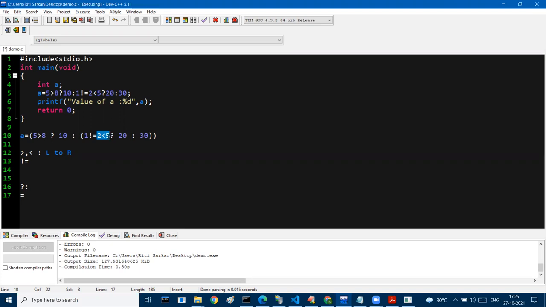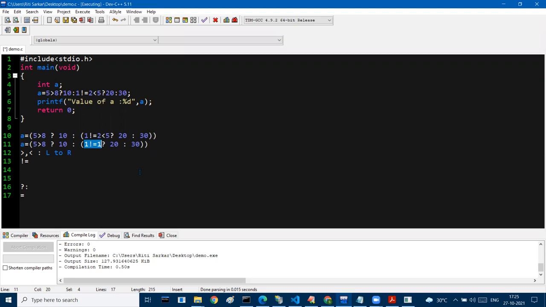Then 2 less than 5, what is the answer? Less than operator, a relational operator, whenever it works, we know what it does: it gives us the value as true or false, that is, 1 or 0. Now what will happen? This particular part, after evaluation, gives me what value? 1. Now you see, 1 not equal to 1. Is it true or is it false?